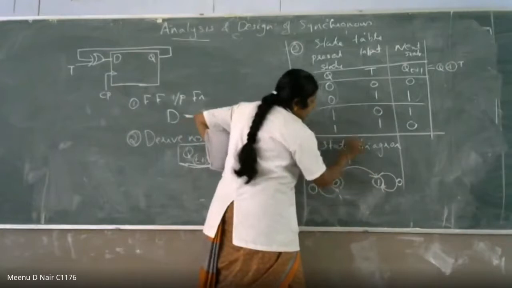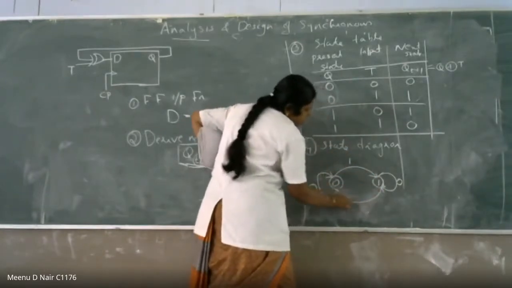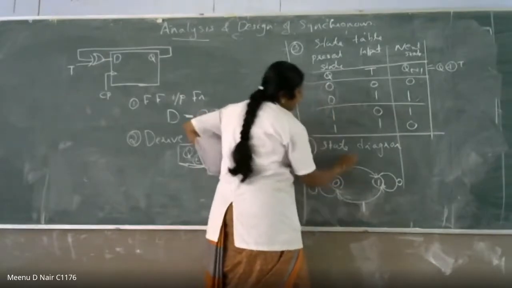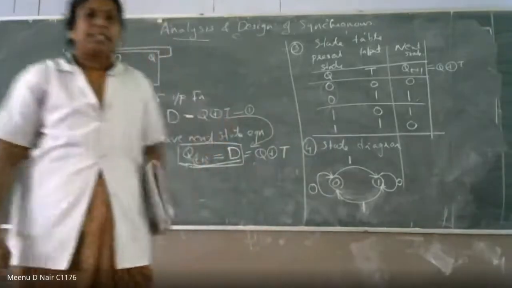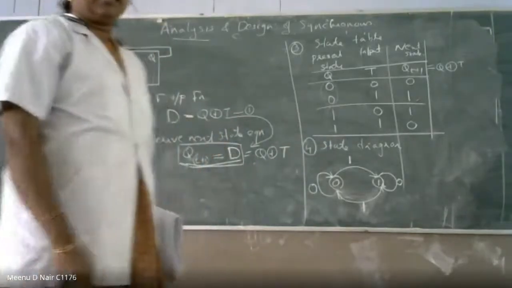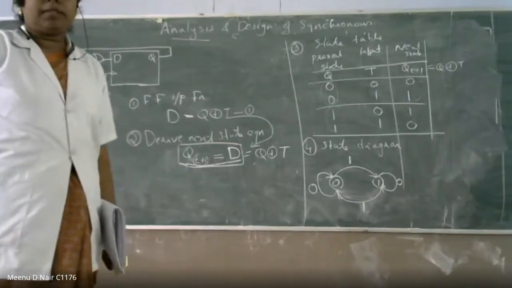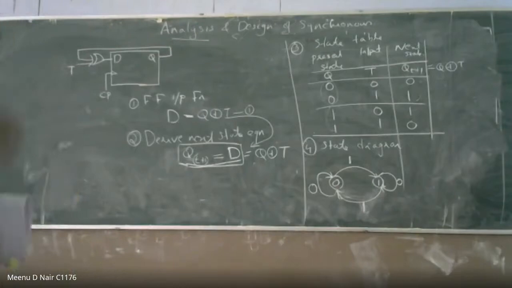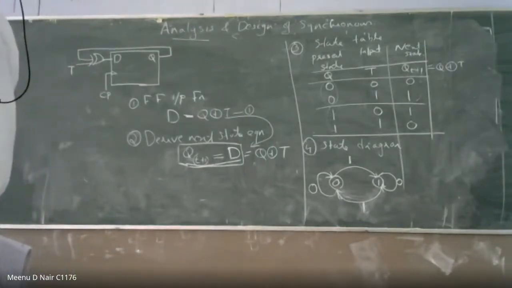Then your present state is 1. When you are giving input as 1, it is moving to 0. This is the state diagram. Is that clear?